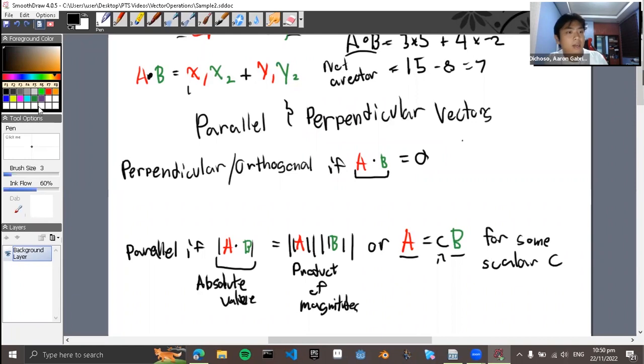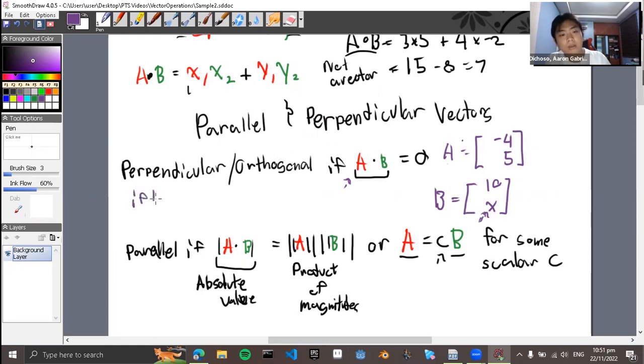Let's say, ito naman, medyo nakakaibang example. Let's say we have a vector A equal to (4, 5), and we have another vector B, which has the value (10, x). So what value does x have to be so that A and B are perpendicular? Let's try that out.